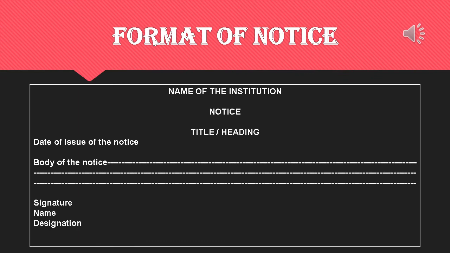Here you can see the formats of a notice. On top at the center you can see the name of the institution or the issuing authority. Then comes the word notice, then title or heading. Then on the left hand side you can see date of issue of the notice, then body of the notice, then signatory, that means signature, name and designation of the person or the authority issuing the notice.